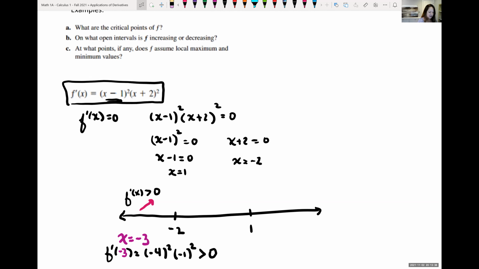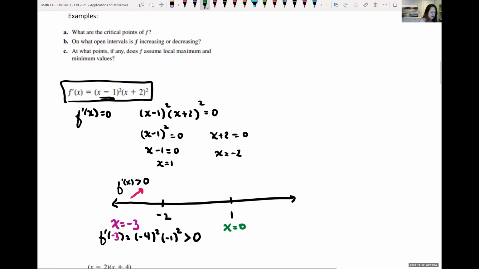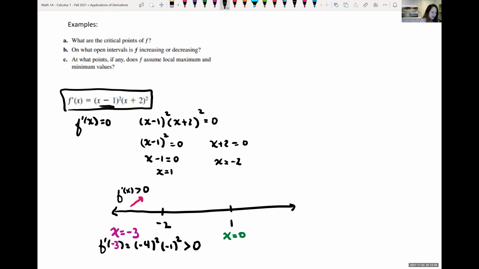Now let's plug in some number between -2 and 1. If we choose x equals 0 and plug it in wherever we see an x in our derivative function, again we're going to get a positive number, because we have (-1) squared times (2) squared, which is greater than 0. So f prime of x between -2 and 1 is positive, and f is also increasing there.